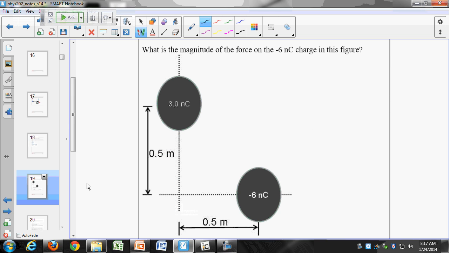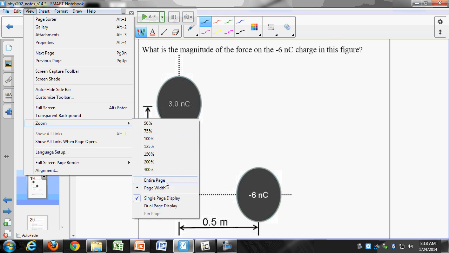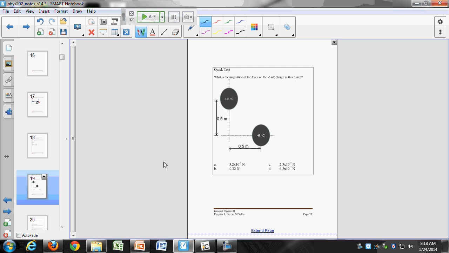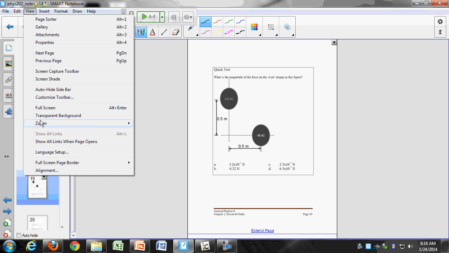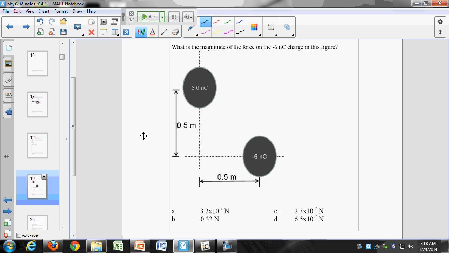But John should try this one. This was a multiple choice question. What is the magnitude of the force on the 6 nanocoulomb charge? Let me zoom out a little bit. If you have the book, it's in there. There we go. What is the magnitude of the force on the 6 nanocoulomb charge here? The 3 nanocoulomb and a negative 6, what's the magnitude of the force?